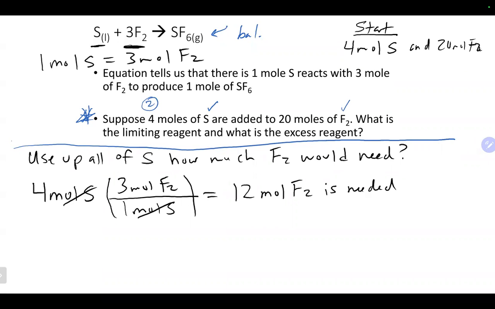First off, any questions on the little calculation here? So we're just doing a calculation between the 2 reactants. And basically what that calculation is saying is, if I want to use up everything of sulfur, I need to toss in there 12 moles of fluorine.